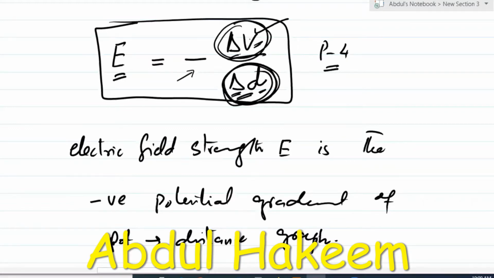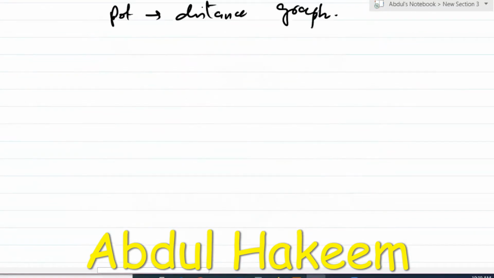Electric potential is scalar, distance is scalar, but electric field strength is a vector. Electric field strength is measured in newton per coulomb or volt per meter. So it has two SI units. Now move to the next.